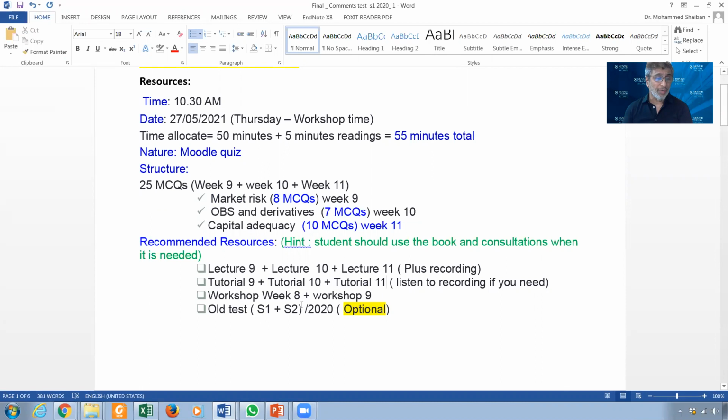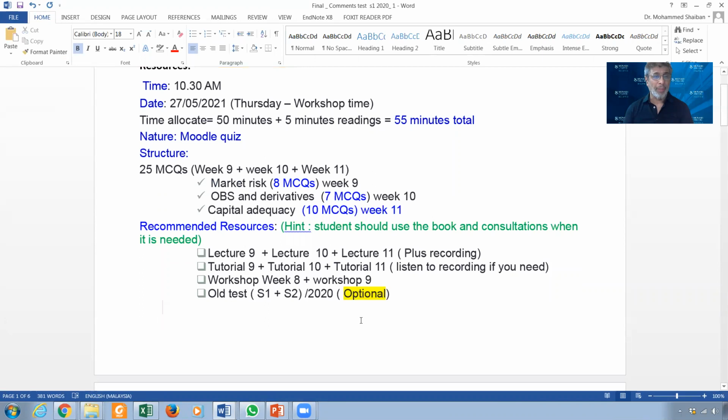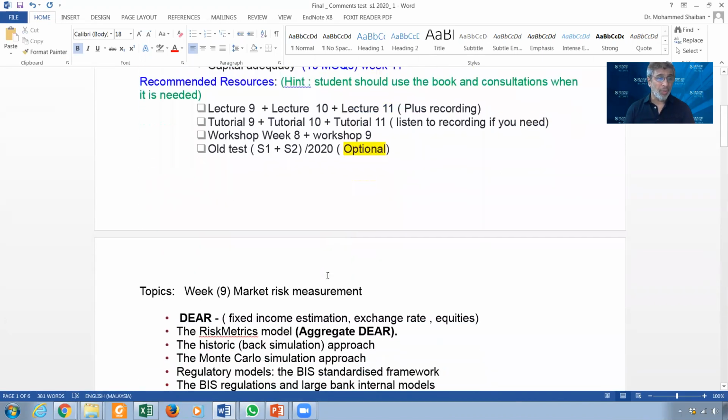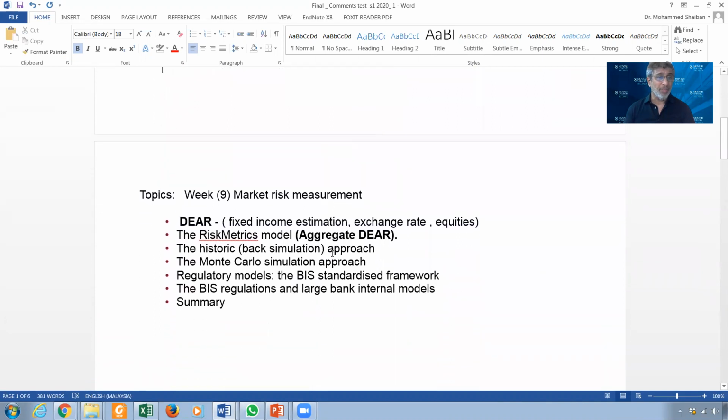Workshop 8, we covered some part of it, and workshop 9, which is tomorrow, will be covering the capital adequacy. I will also upload all the tests, semester 1 and semester 2 of 2020, and it's optional for you if you want to look at them. I think what you need to know is the coverage of the test.